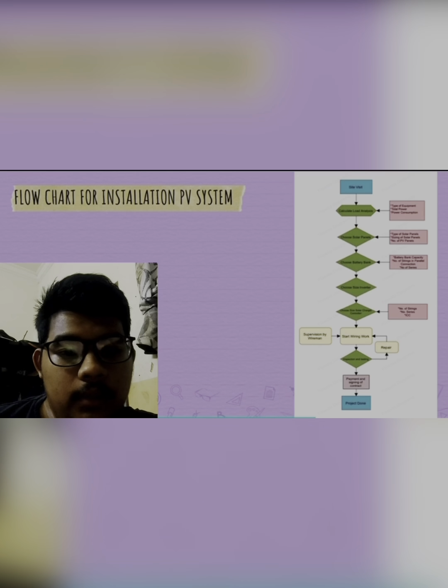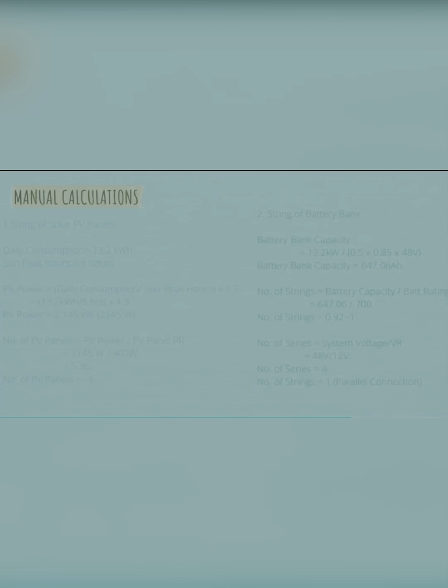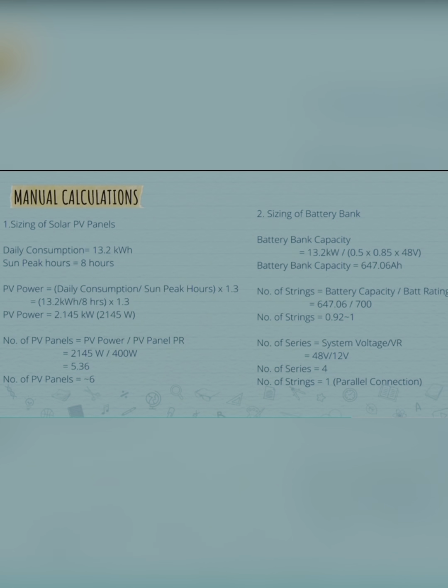Okay. For the manual calculation, sizing of solar panels, from the PV power we get the number of panels we use is 6. Sizing the battery, we use 4 series batteries and 1 string parallel connection.